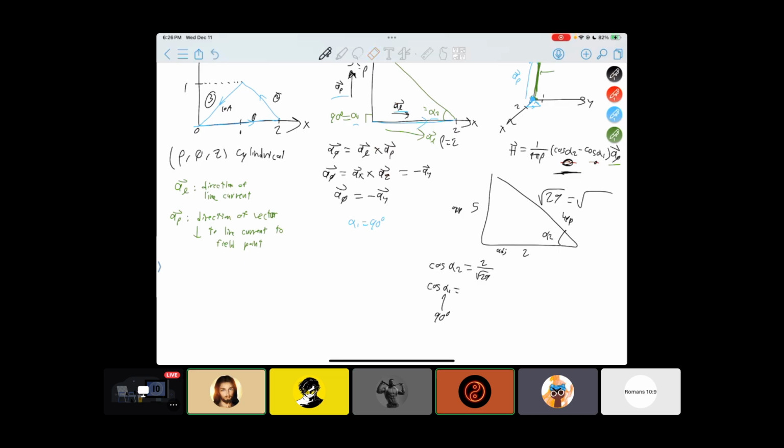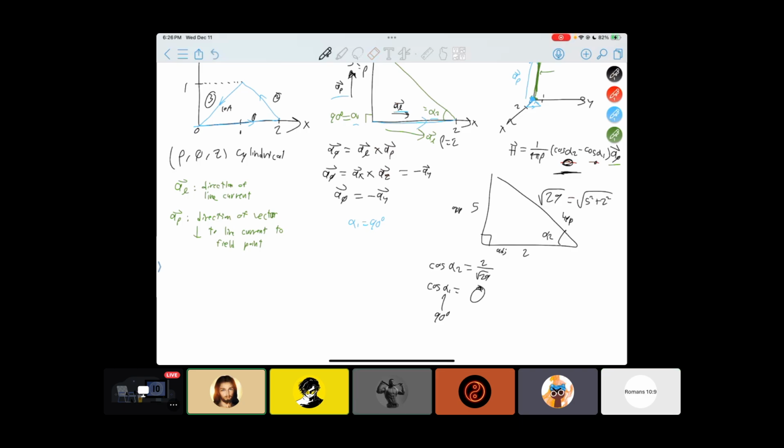So this is the Pythagorean theorem. That's the hypotenuse? Yeah, I forgot the right angle. Just the magnitude. So the cosine of 90 is... then you would just plug in cosine alpha 2 minus cosine alpha 1 times 1 over 4 pi rho, and that's it. I think so.